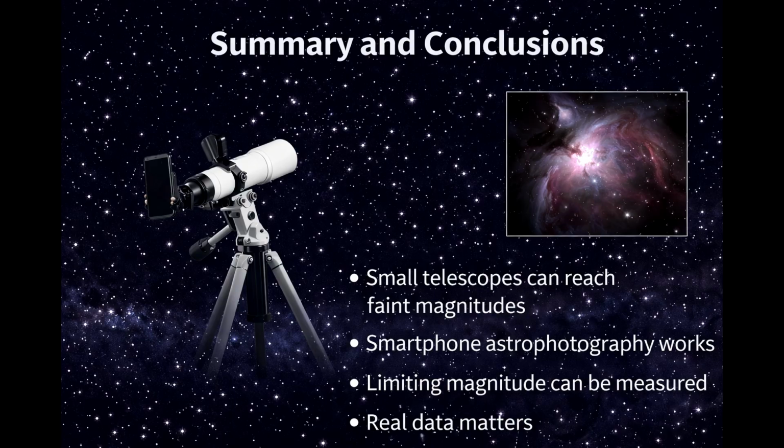This experiment demonstrates that even a relatively small telescope combined with a smartphone camera can reach surprisingly faint magnitudes. Using calibrated star charts allows the limiting magnitude to be measured directly rather than estimated. This provides a realistic understanding of what the equipment can achieve under actual sky conditions.